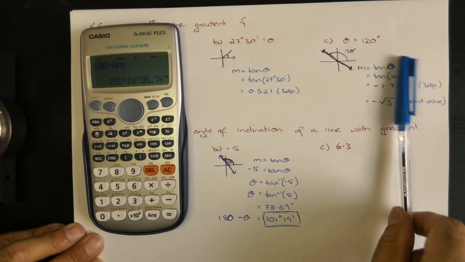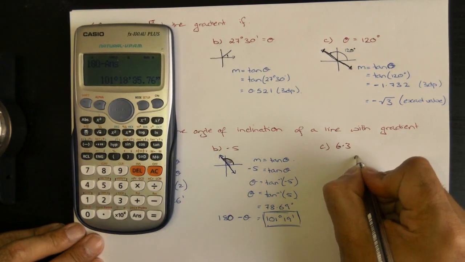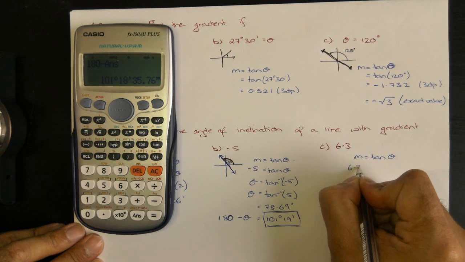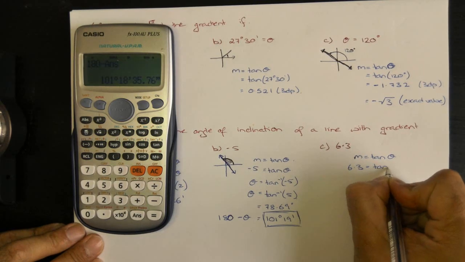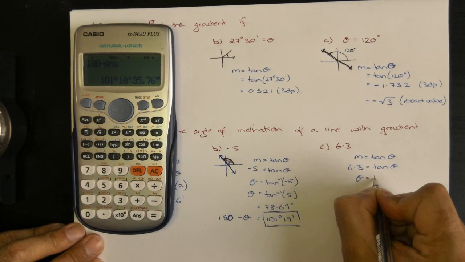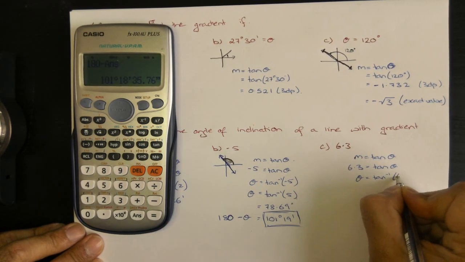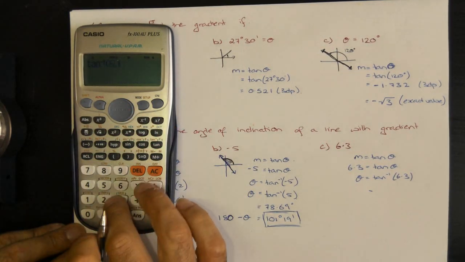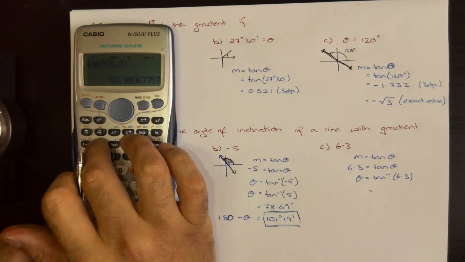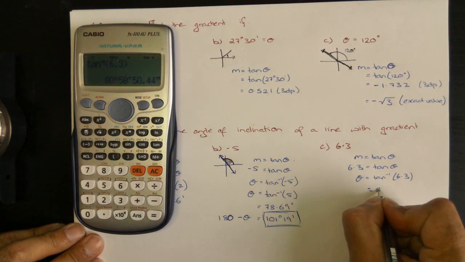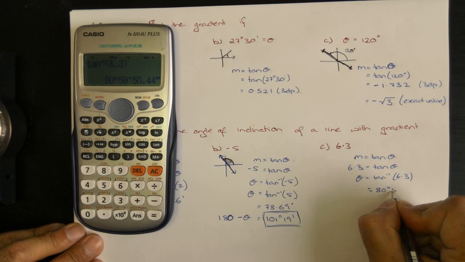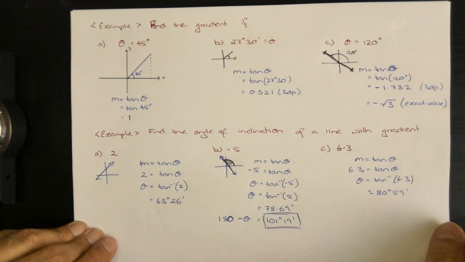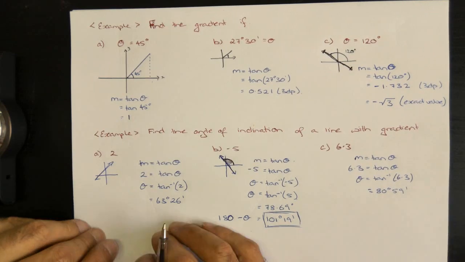Now let's figure out this one. So m equals tan theta. M in this situation is 6.3, so it's a positive gradient. Theta equals inverse tan of 6.3. We get 80 degrees and 59 minutes to the nearest minute. So that's how we can use trigonometry to find our gradient.